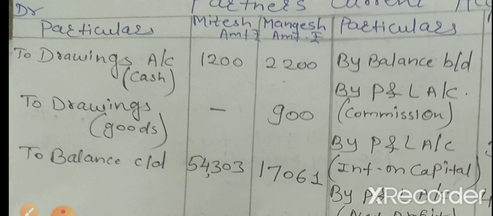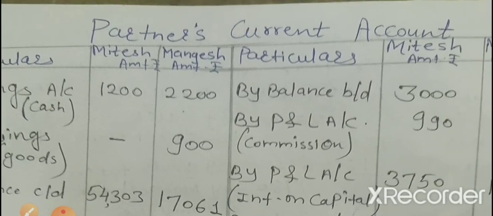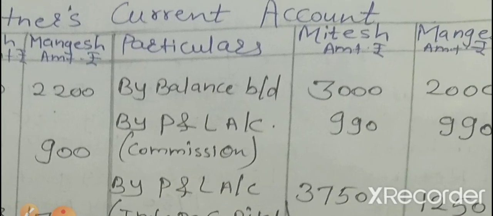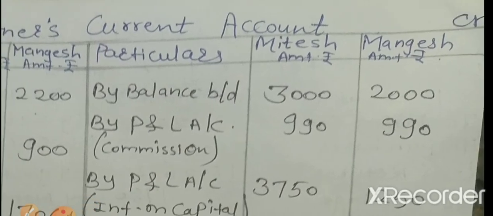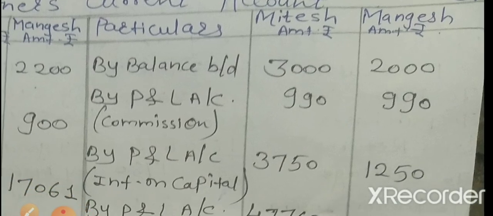Then drawings of Mangesh in the form of goods are there in adjustment, so we have debited it to partner's current account. Then see on credit side. In trial balance, partner's current account is given to us on credit side. That's why on credit side we wrote by balance brought down, Mitesh 3000, Mangesh 2000.